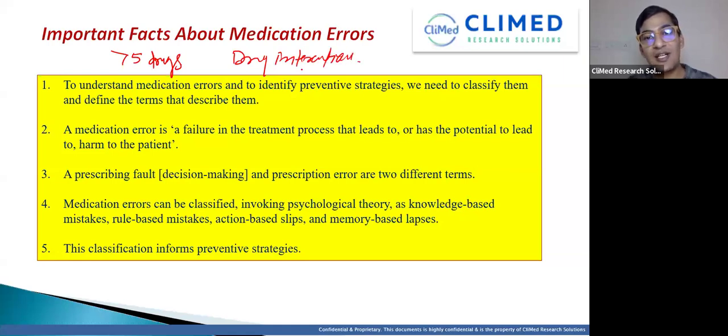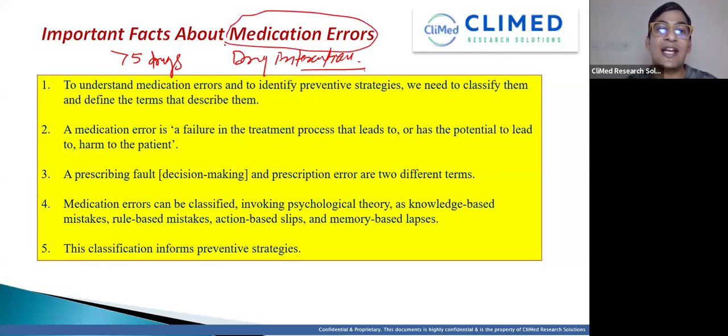Okay, guys, everything is a mistake in the prescription, and that is called an error. Whether it is a drug interaction, an adverse effect, or an adverse event, whatever it is, that is a mistake, and that comes under medication errors. At any point of time, any kind of mistake in the prescription is called a medication error.